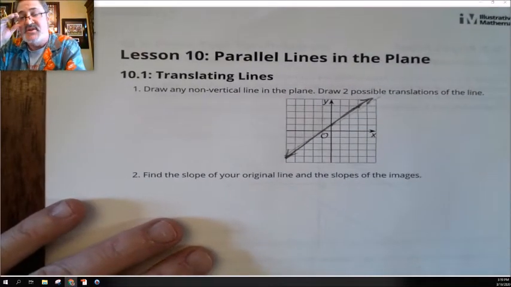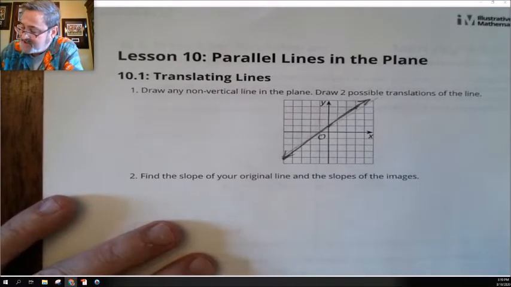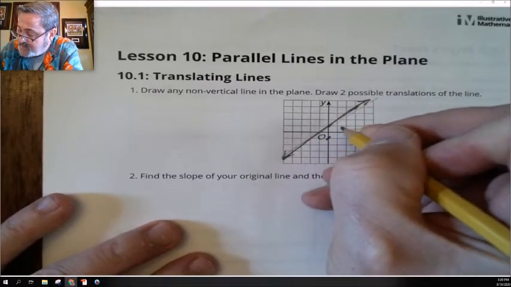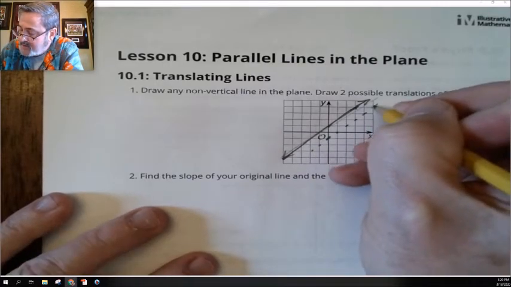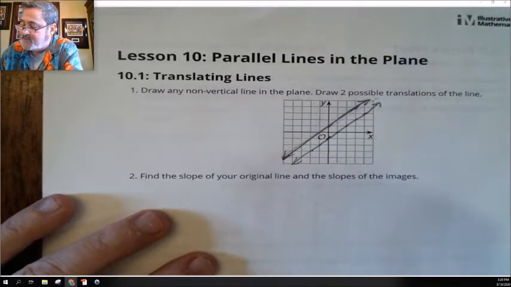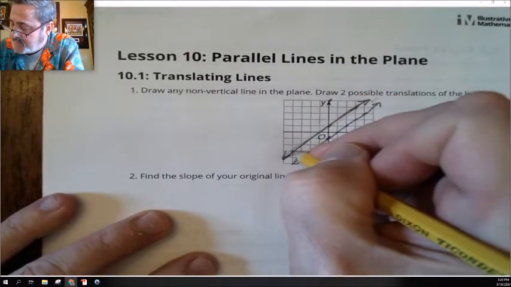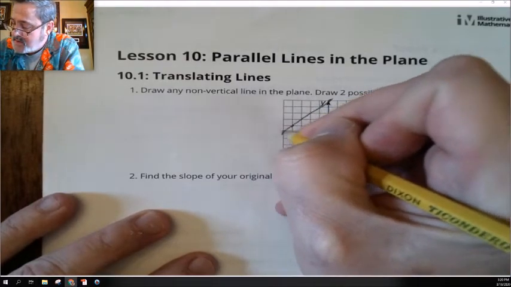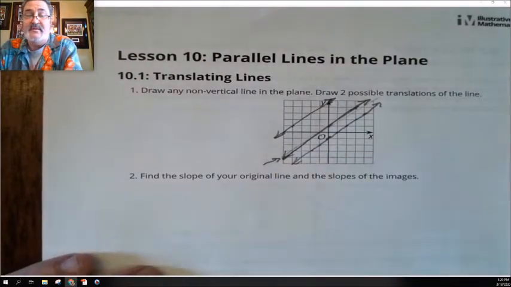Okay, we know what translations are. That is not changing the size or shape. It's just moving the direction, right? So let's say it's going to translate down 2. So this point would move down 2, this point moves down 2. All the points would move down 2, every point on the line. So the new line would come right there. All right, there's one translation. And let's put one at the top where it went up 4. Every point would go up 4. There are 2 possible translations of our original line right there.